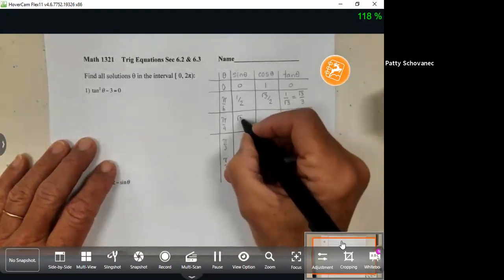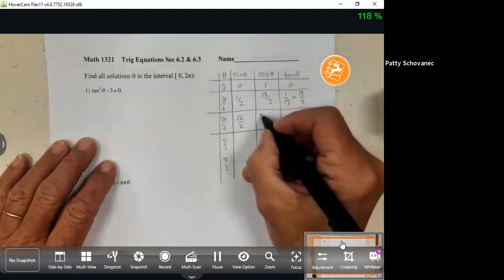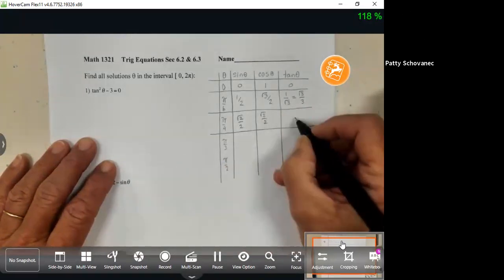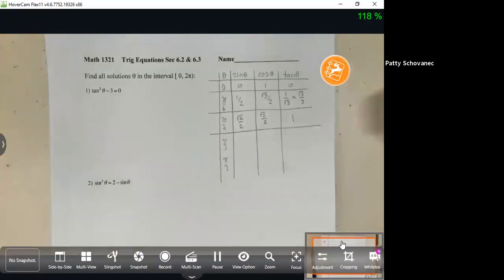Sine and cosine of pi over 4 are both square root of 2 over 2. Tangent is sine over cosine, so it's going to reduce to 1.